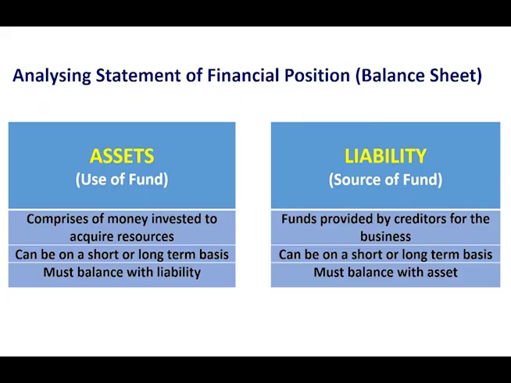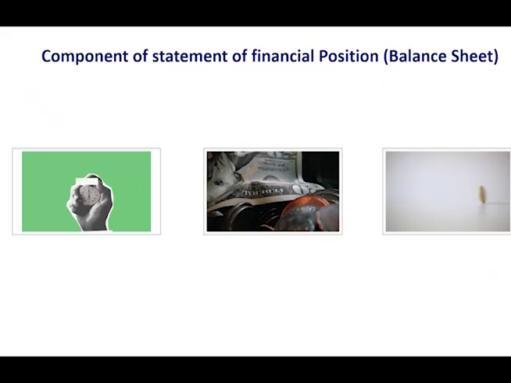Assets, use of funds, comprise money invested to acquire resources, can be on a short or long-term basis, and must balance with liability. Liability, source of funds, are funds provided by creditors for the business, can be on a short or long-term basis, and must balance with assets.